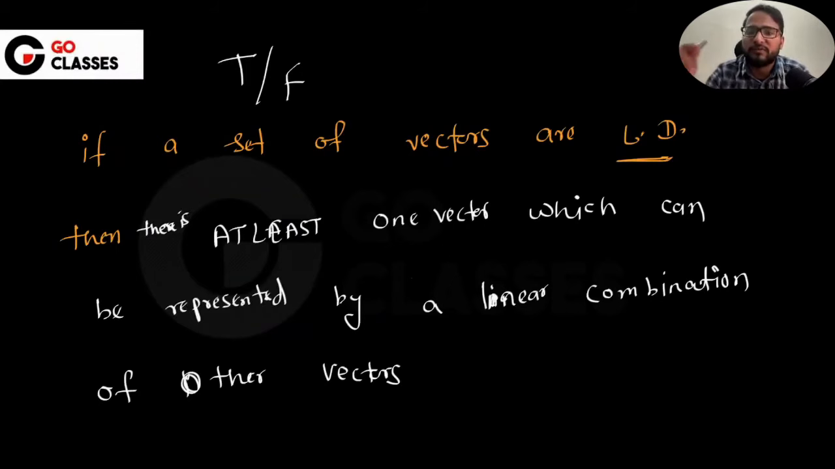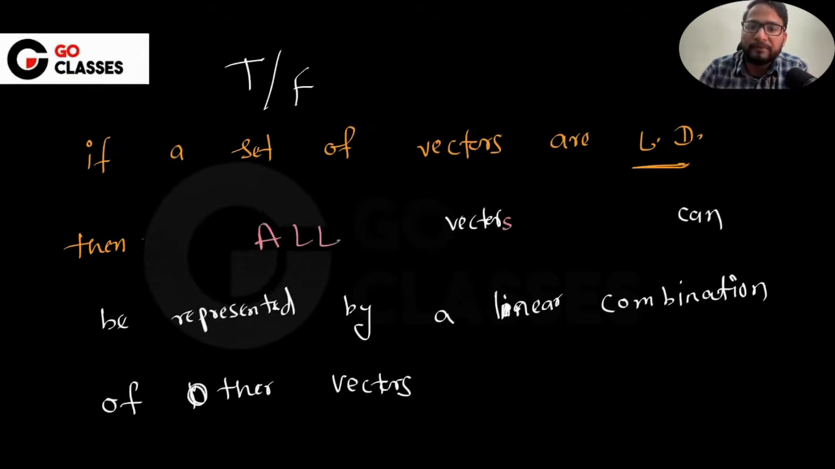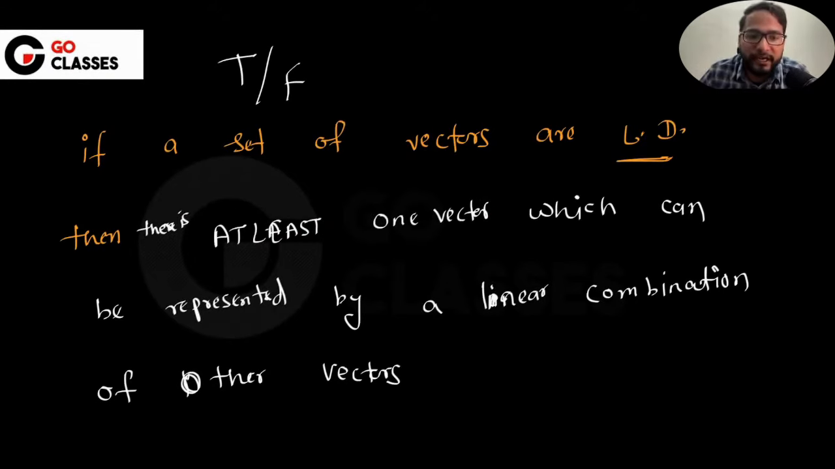Let me know if this is true or false. If a set of vectors is linearly dependent, then there is at least one vector which we can represent as a linear combination of other vectors. Once you understand linear dependence and independence, you will automatically be doing AX equal to 0 very trivially. This is true. Easy. So let me just write it here. This is true.